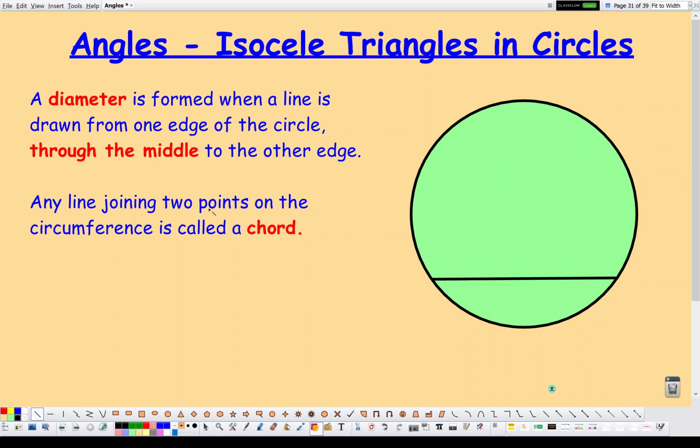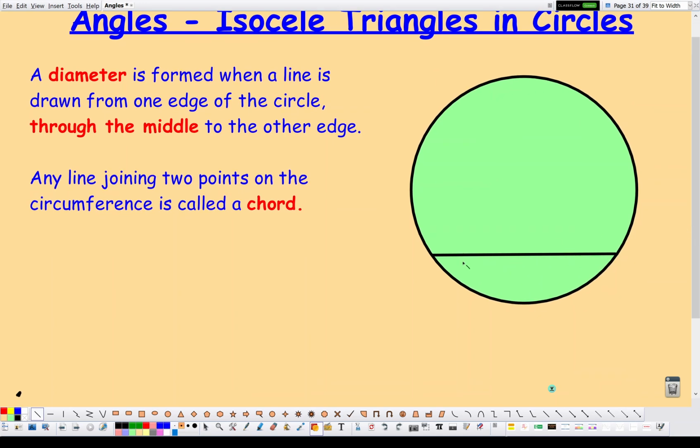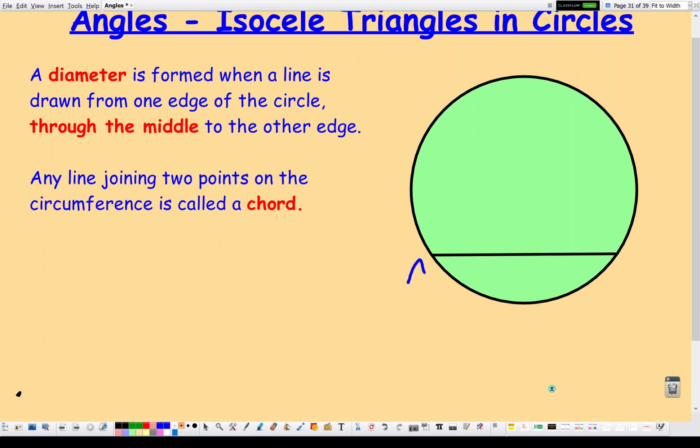But write this down, please. Everything that you're going to see from now on, you need to write down. So any line that joins 2 points on the circumference is called a chord. Okay, so it looks something like that. So if I had 2 points, say I call this one A and I call this one B, then that is a chord that is formed.